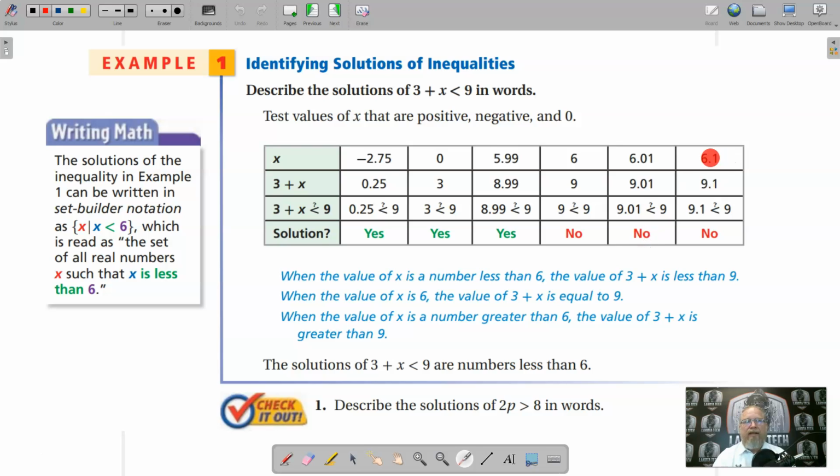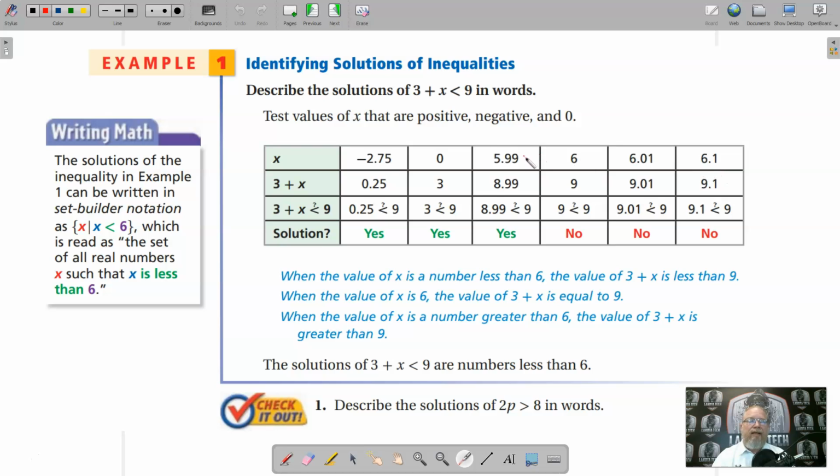And then finally, let's try something a little bit greater than 6.01. The numbers are the same size, so I'm actually talking about values that are greater than, not necessarily bigger. So 6.1 plus 3 is 9.1. Is 9.1 less than 9? Nope, this is a false statement, so 6.1 is not a solution either. It appears that if the number is 6 or greater than 6, it's not a solution.